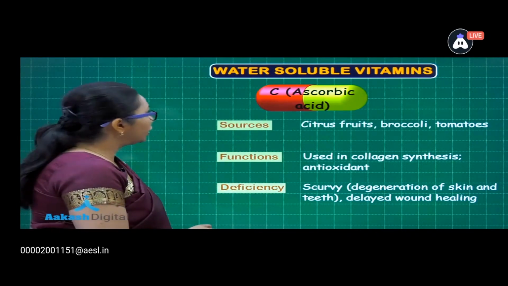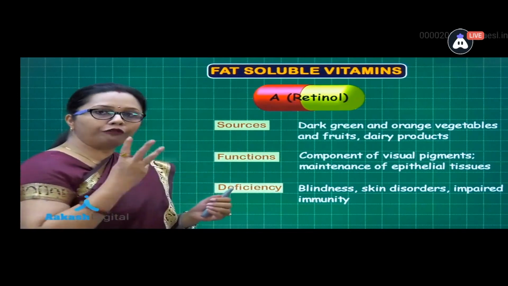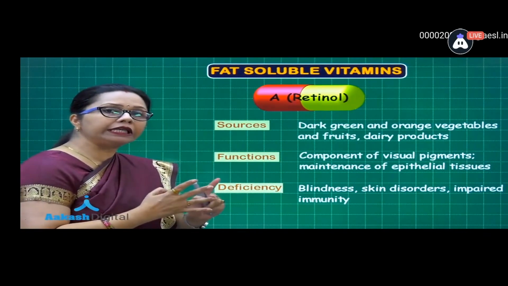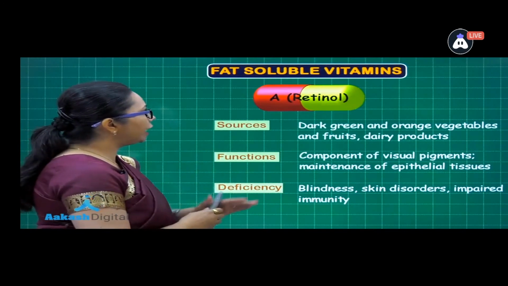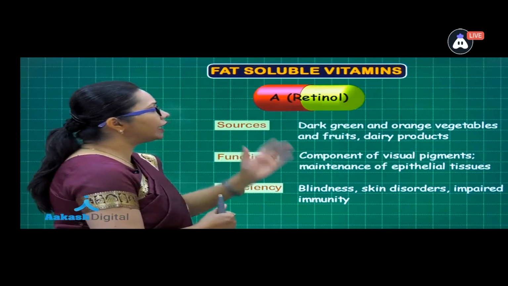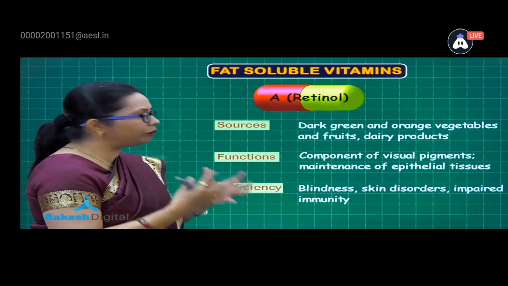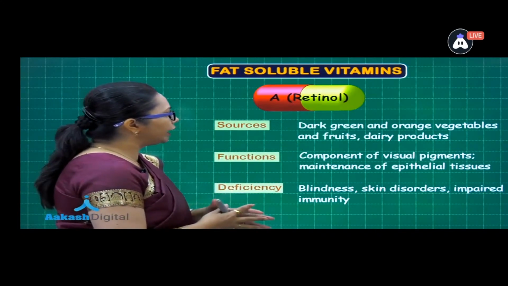Now we take on the fat soluble vitamins. Now fat soluble vitamins are 4 of them, that is A, D, E and K. So starting with A, also called retinol, and it is present in dark green and orange vegetables, like carrots, ripe pumpkin, ripe papaya, and also in dairy products.